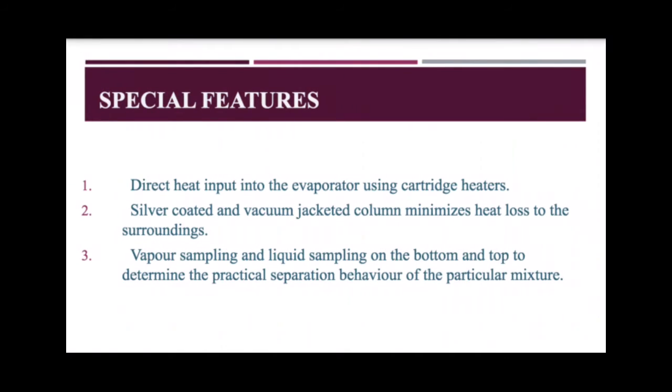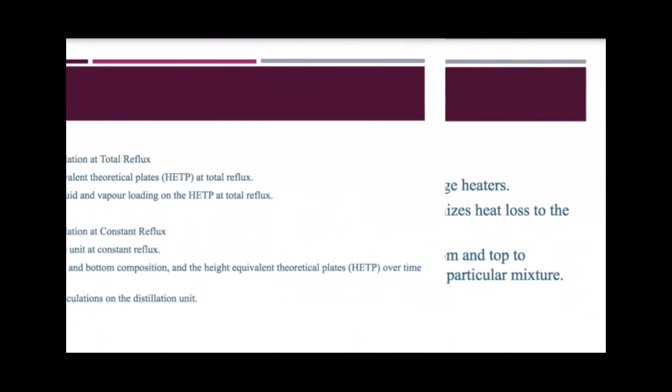There are some special features on this unit. The first one is direct heat input into the evaporator using cartridge heaters. The second one, silver-coated and vacuum jacket column minimizes heat loss to the surroundings. And the last one is the vapor sampling and liquid sampling on the bottom and top to determine the practical separation behavior of the particular mixture.